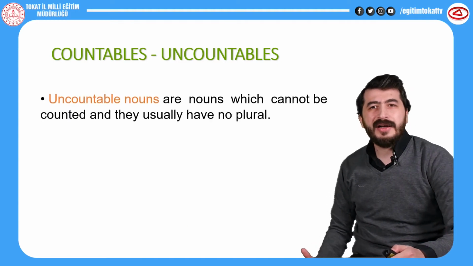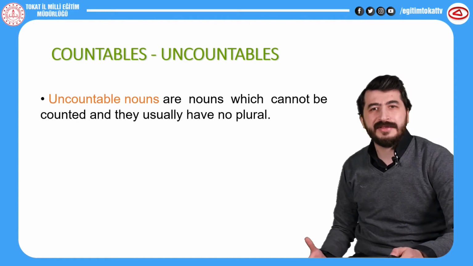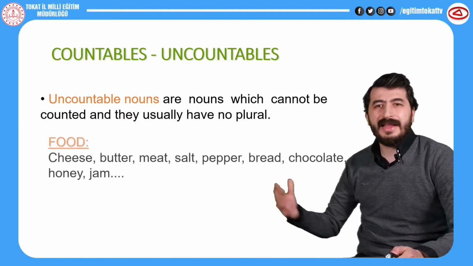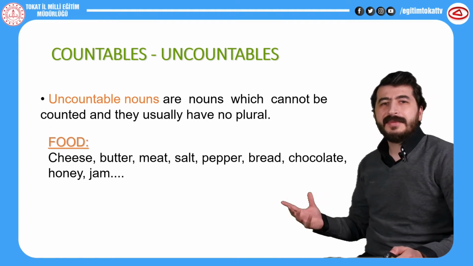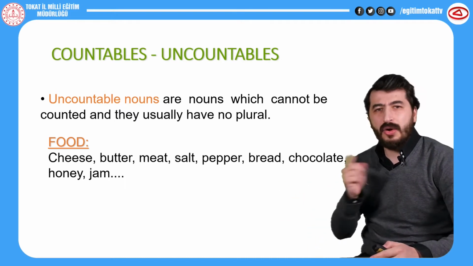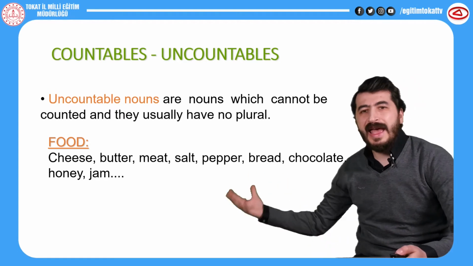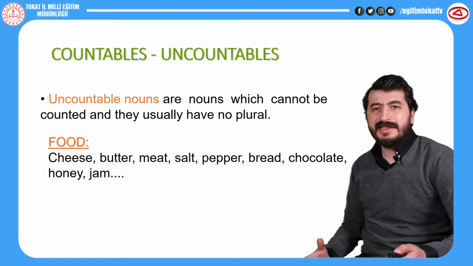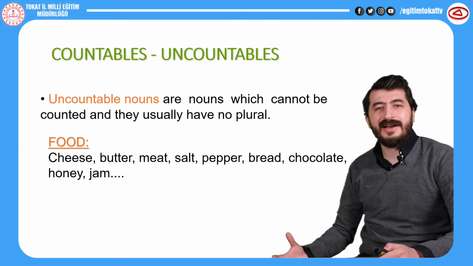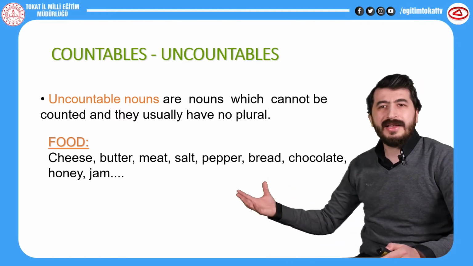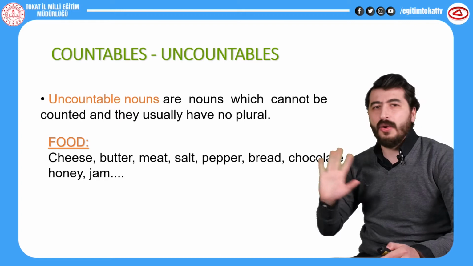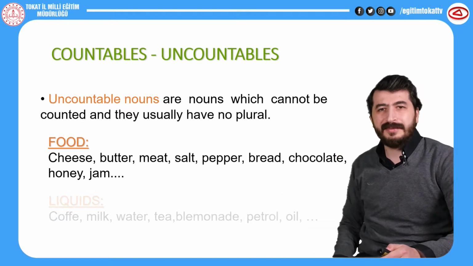Uncountable nouns. Uncountable nouns are nouns which cannot be counted and they usually have no plural. We can't say plural. Let's see. Food. Cheese. Cheeses? No, we can't make it plural. No cheeses. Butters, no. So, we cannot say a or an here. Cheese, butter, meat, salt, pepper, bread, chocolate, honey, jam. They are only uncountable. So, we can't say chocolates, no. We will learn how we can use them.